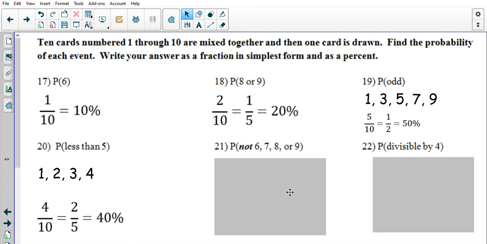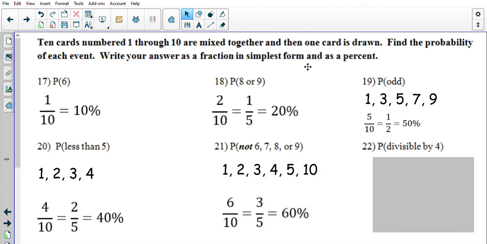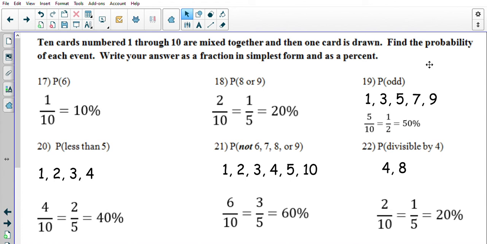Number 21, what's the probability of selecting a card that is not 6, 7, 8, or 9? Well, that would include 1, 2, 3, 4, 5, and don't forget about 10. That's 6 out of the 10 cards, which reduces to 3/5, which is 60%. And finally, number 22, what's the probability of selecting a card that's divisible by 4? That would be the card that has a 4 on it and the card that has an 8 on it. So that would be 2 out of the 10 cards. That's 1/5 or 20%.